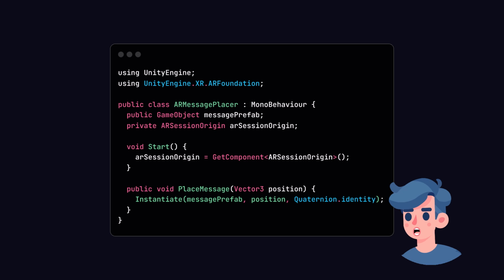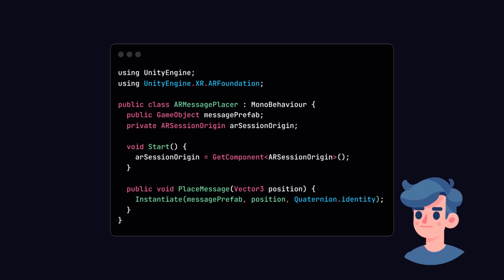With the Firebase setup done, let's integrate AR functionality. We'll create a script called ARMessagePlacer.cs that will manage the placement of messages in the AR environment. The idea is to allow users to place their messages on detected planes.